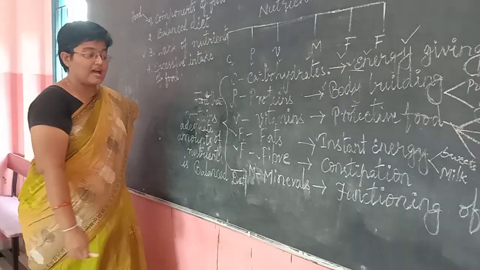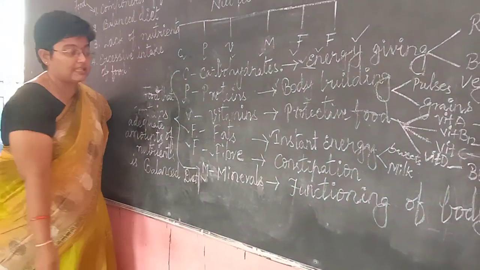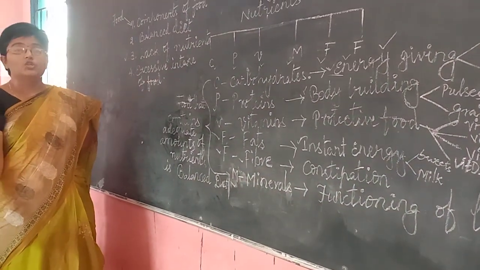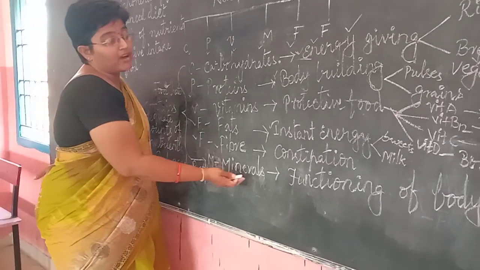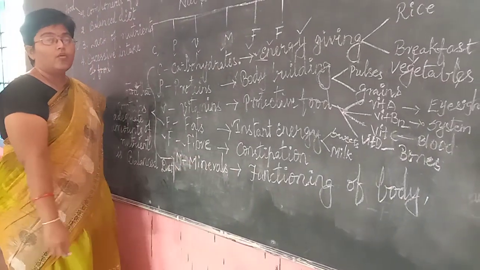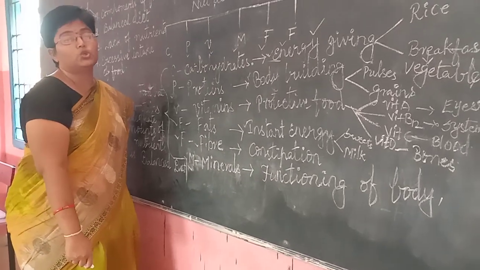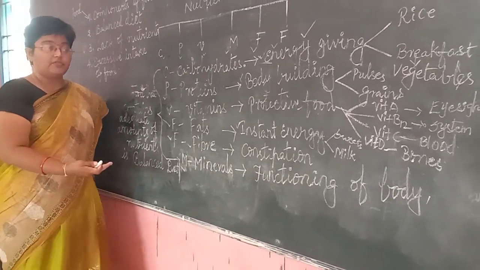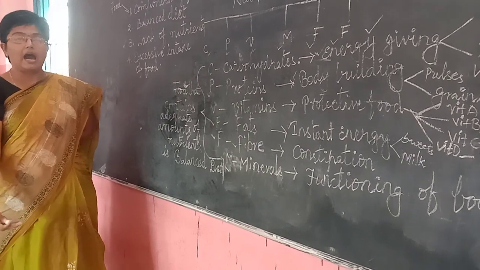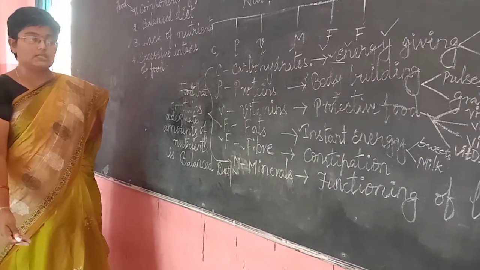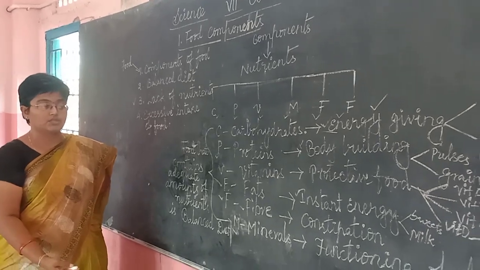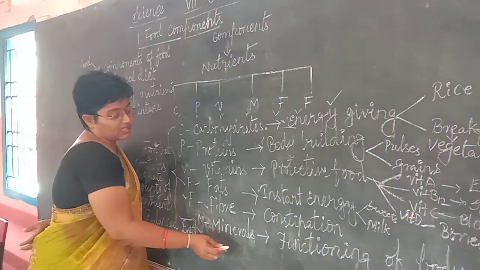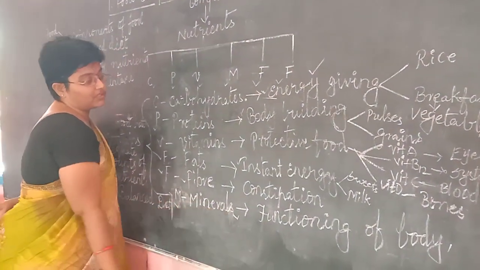So coming to the last nutrient, which is nothing but minerals. Minerals play an important role in the functioning of our body. What type of functions does our body do? Our body contains different kinds of systems like the heart, digestive system, nervous system and almost all the systems. So the body's functioning mainly depends upon minerals.